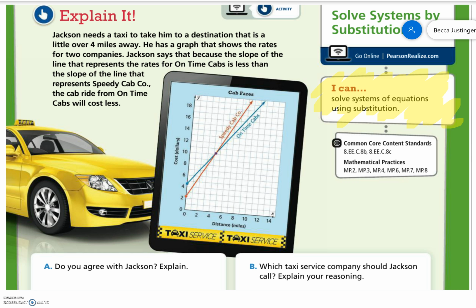Jackson needs a taxi to take him to a destination that is a little over 4 miles away. He has a graph that shows the rates for 2 companies. Jackson says that because the slope of the line that represents the rates for On-Time Cabs, the blue one, is less than the slope of the line that represents Speedy Cab Co., the cab ride from On-Time Cabs will cost less. Part A. Do you agree with Jackson? Explain. Part B. Which taxi service company should Jackson call? Explain your reasoning.